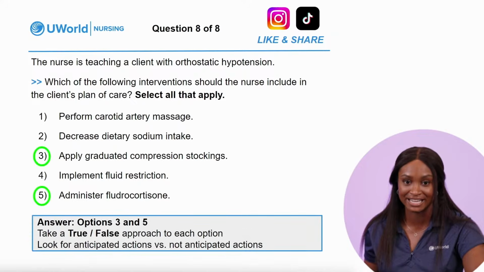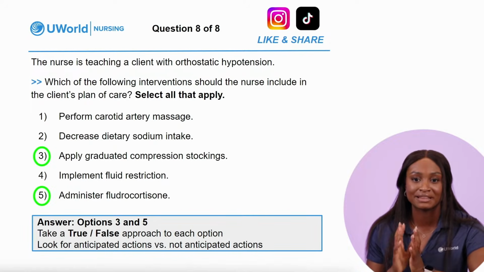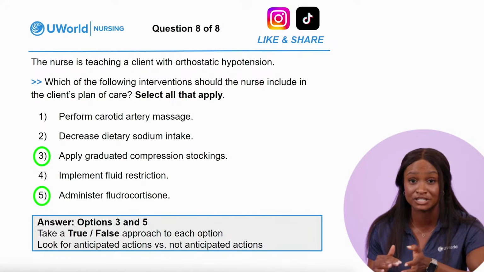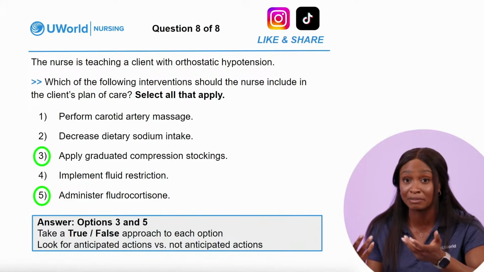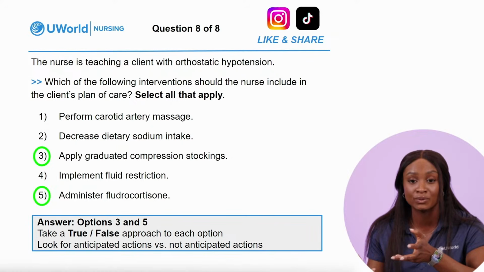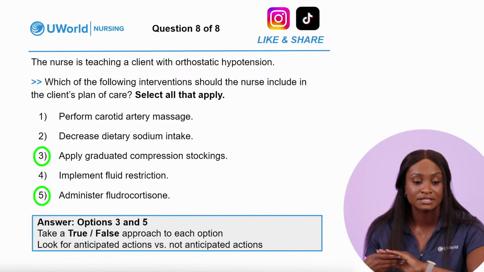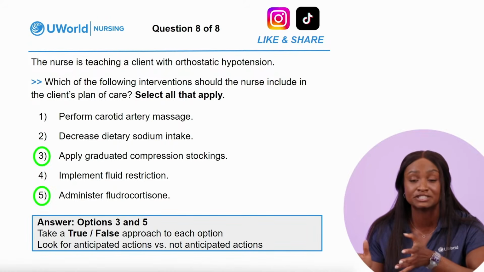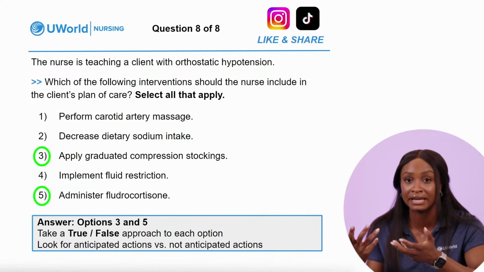Okay, correct answer is only options 3 and 5. So orthostatic hypotension is what happens when clients move positions and their blood pressure drops. So we want to look for interventions that will help bring the blood pressure back up. In this case, options 3 and 5 would be the only answer choices that are going to help promote blood pressure increasing. Graduated compression stockings reduce pooling of the blood in the legs and help bring the blood back up to the heart, which helps reduce the heart strain. So this is going to help bring the blood pressure up.